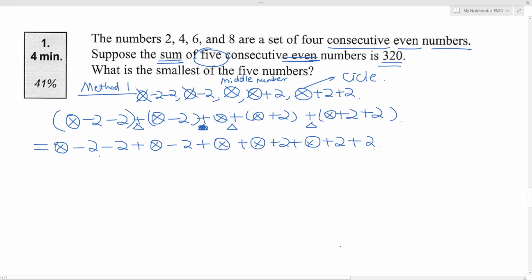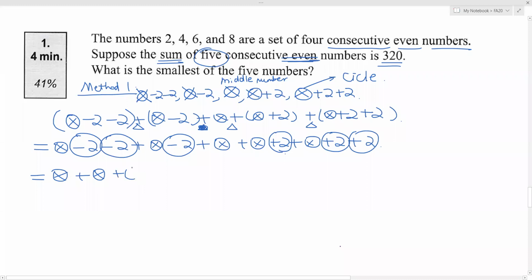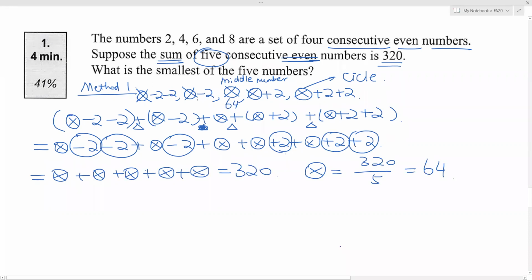Now they observed that when we do that, the 2, -2, +2, -2, +2 all got canceled out. And then there's only 5 of these left. So this whole thing is 320. So the middle number is 64. And then she went back, she said, if this is 64, this must be 62, and the smallest number must be 60. So they got 60, okay?